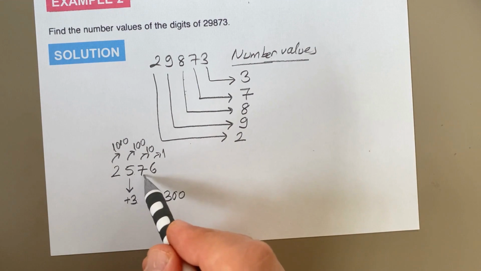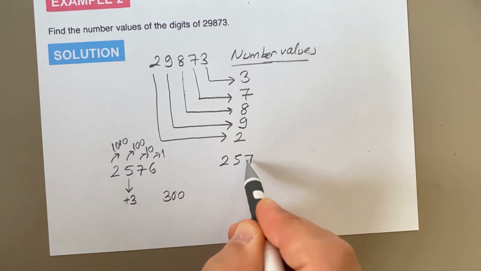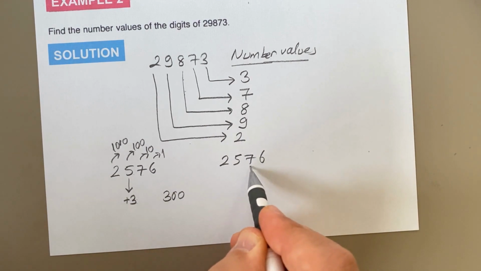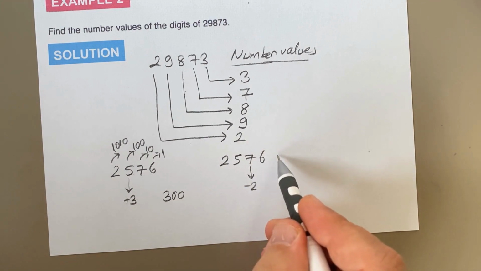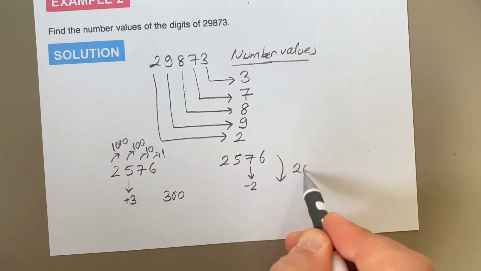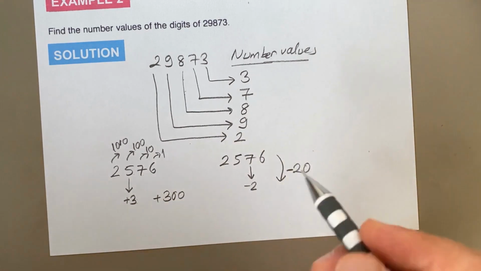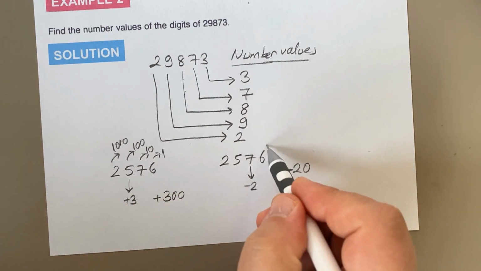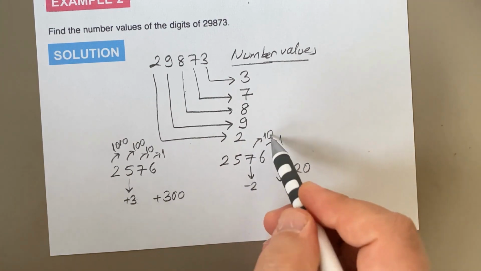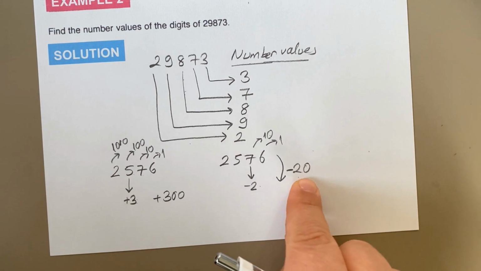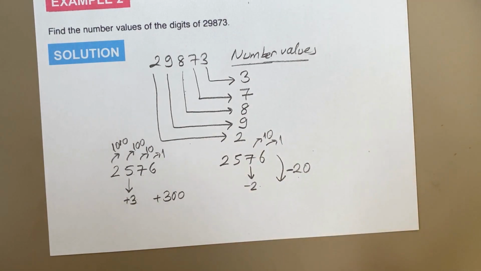Or if you reduce the digit here, for example, our number is 2,576. If you reduce the digit here by 2, the number decreases by 20. As it increases here, it decreases there. Why did it decrease by 20? Because this is the ones place, and this is the tens place. 10 times 2, it has decreased by 20. We pay attention to this.